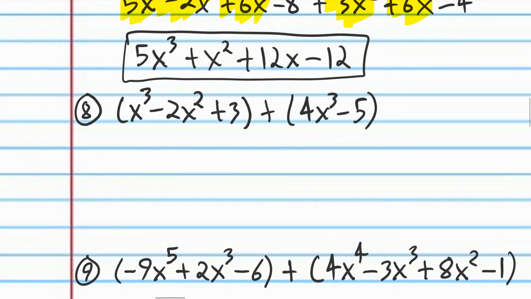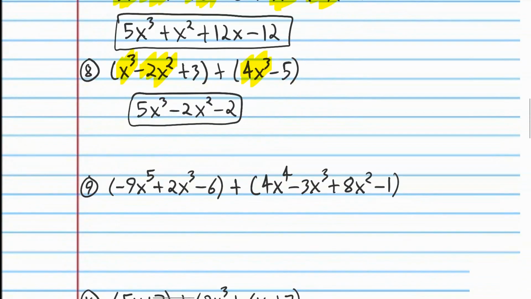All right, so let's try another one. Again, I just want to demonstrate that you can just get rid of those parentheses. But at this point, I'm just going to skip that step because you really don't have to get rid of the parentheses. You can go ahead and just add the like terms. So x cubed plus 4x cubed is 5x cubed. So I got rid of these terms. And negative 2x squared, that can't be combined with anything. And 3 plus negative 5 is negative 2. So there you go. So again, you can see that this is pretty easy.